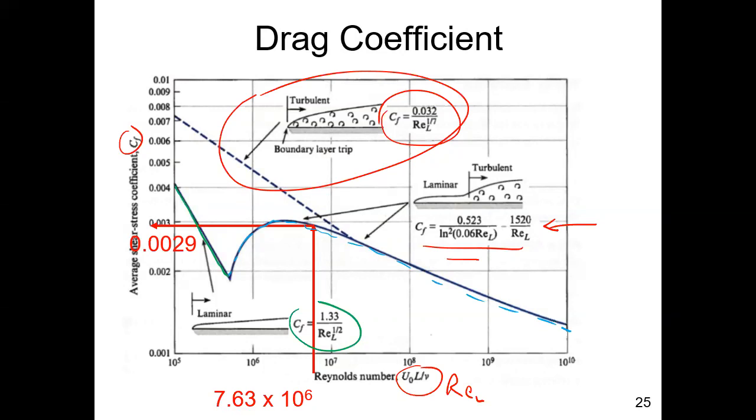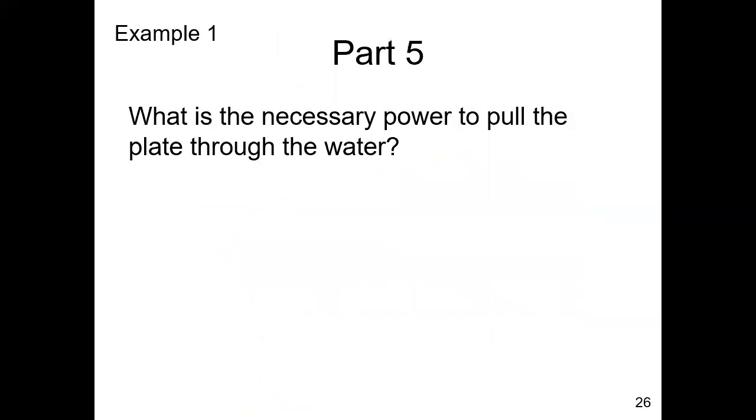So at the very end of this lecture, I'll talk a little bit about tripping the boundary layer. But on page 6, you will see this same equation for the drag coefficient. So the last question in this example today is, what's the necessary power to pull the plate through the water? And this is the same as last class. We did the exact same calculation last class.